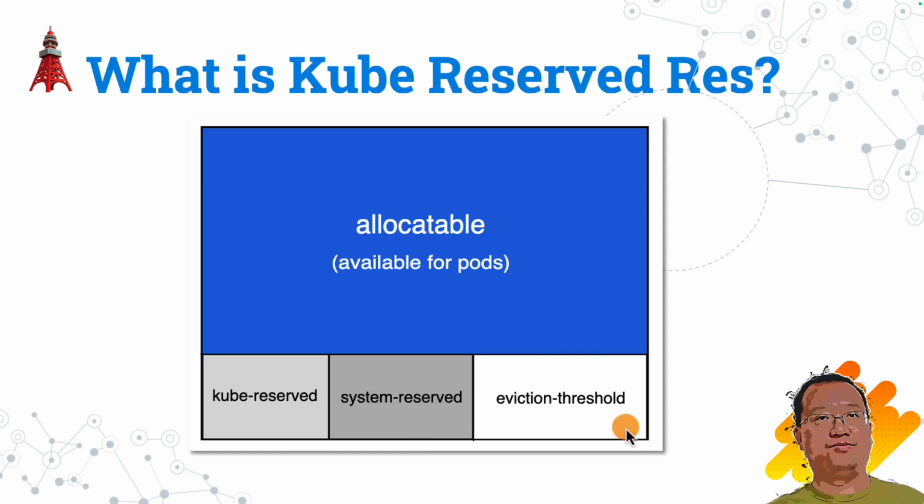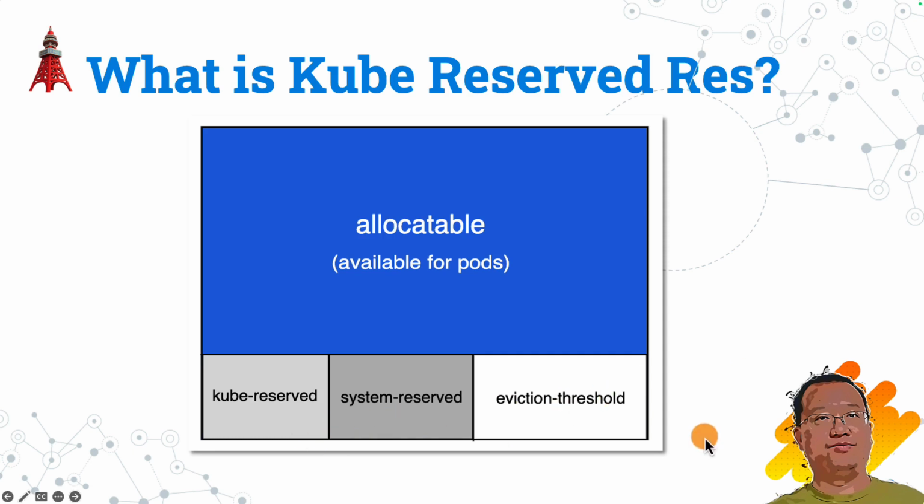The eviction threshold tells Kubernetes when the computer system does not have enough resources to run everything smoothly. When this happens, Kubernetes starts to remove some programs called pods to make more space for important ones. It's like cleaning up your room when it gets too messy to find things easily. Today, we are focused on Kubernetes Reserved Resources.